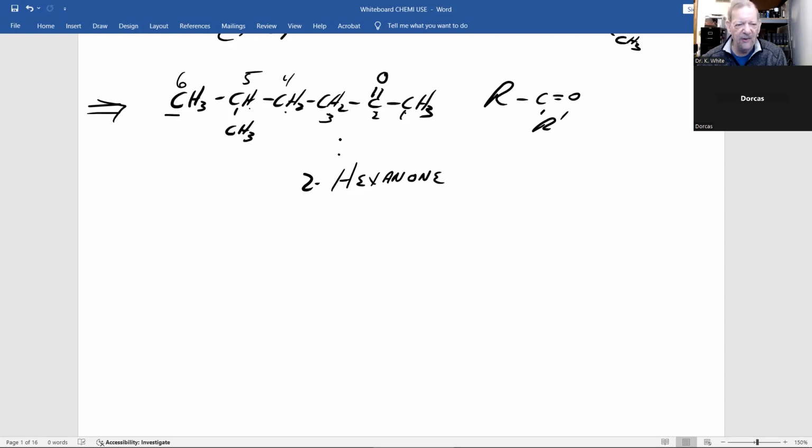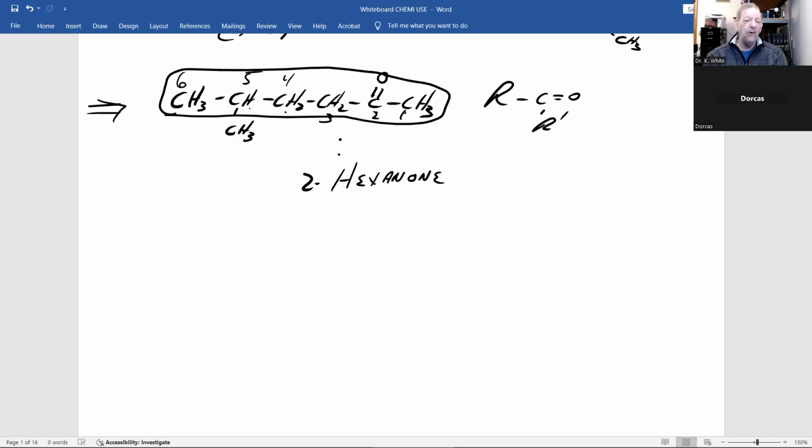Are we done? Well, as soon as we say 2-hexanone, oh, look, it's your old friend, the methyl group, and it's on carbon 5. So this would be 5-methyl-2-cyclohexanol.